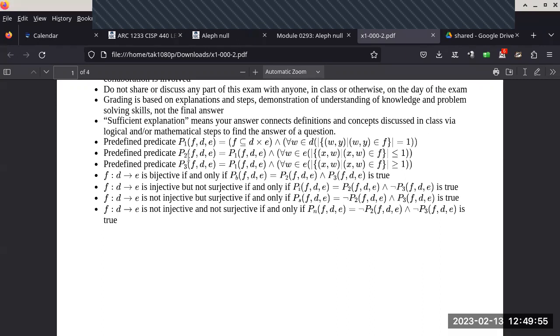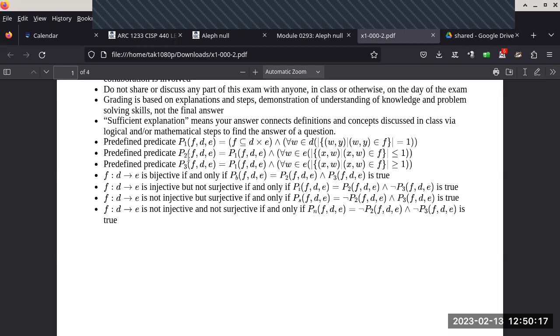So P2 says it has to be a P1 first, which means we are now looking at a function. But in addition to being a function, what else do we want? Well, the what else do we want part is here. And you go like, have we talked about this? And the answer is, yeah, we talked about this. And what does that mean?